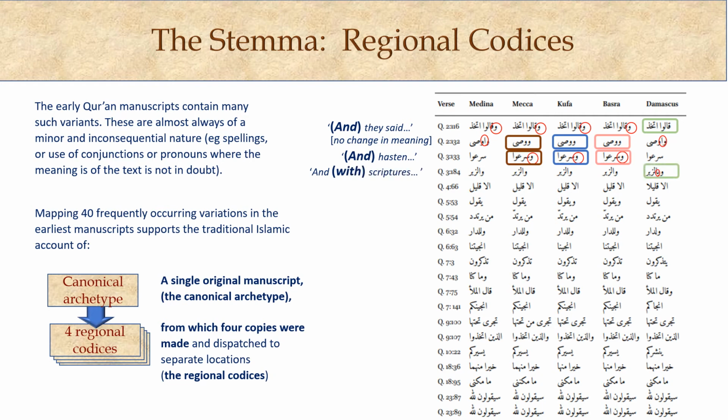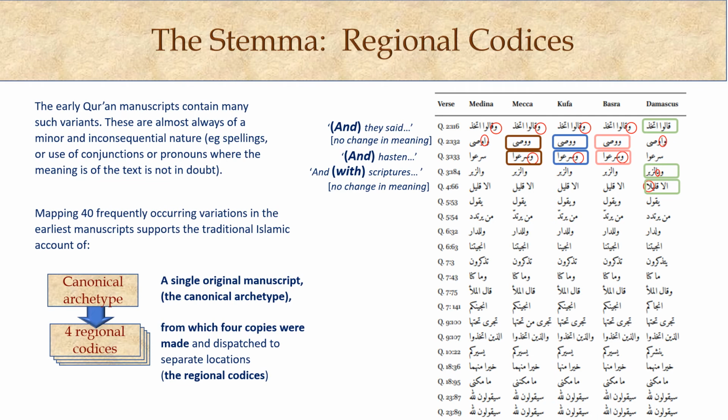Surah 3 verse 184, you see there is a letter, a bar, which means with, that appears in the Damascus tradition and with scriptures instead of and scriptures. And finally, for now, Surah 4 verse 66, you see another alif appearing in the Damascus tradition that is not in any of the others.